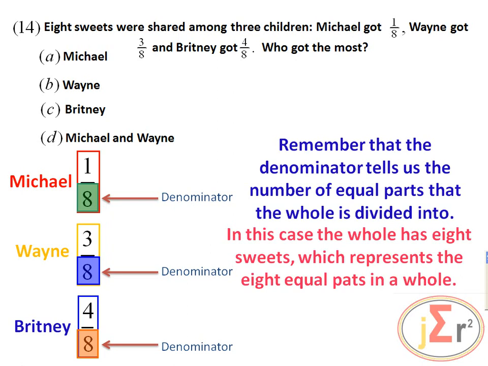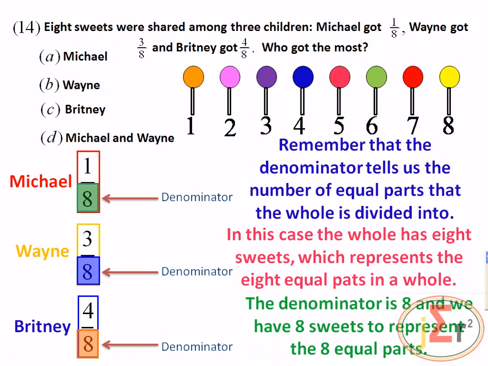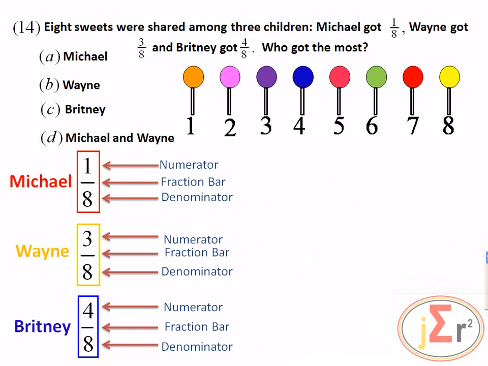Therefore, one sweet will represent what? One of those equal parts, right? So there we have our 8 sweets coming up. Each one represents one of the equal parts out of 8 equal parts. So the whole is divided according to the denominator into 8 equal parts, and we have 8 sweets. The denominator is 8, and we have 8 sweets to represent the 8 equal parts.